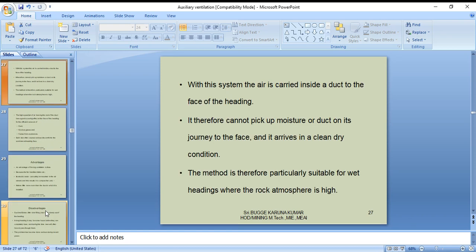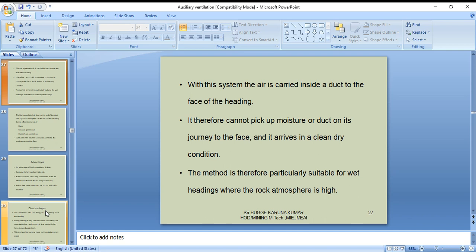With this system, the air is carried inside the duct to the face of the heading. It therefore cannot pick up moisture or dust on its journey to the face, and it arrives in a clean, dry condition. The method is therefore particularly suitable for wet headings where the rock atmosphere is high. So this is also one advantage. If the rock atmosphere is hotter, the air will be hotter from auto radiation, so the duct will be an advantage, and picking up moisture is also less.